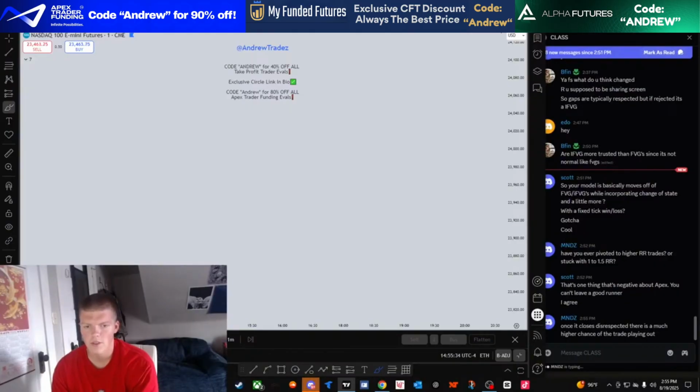Exactly. Once it closes disrespected, there is a much higher chance of the trade playing out, and that is so true. Because just because maybe it looks like it's going to close below doesn't mean it will fully close below.